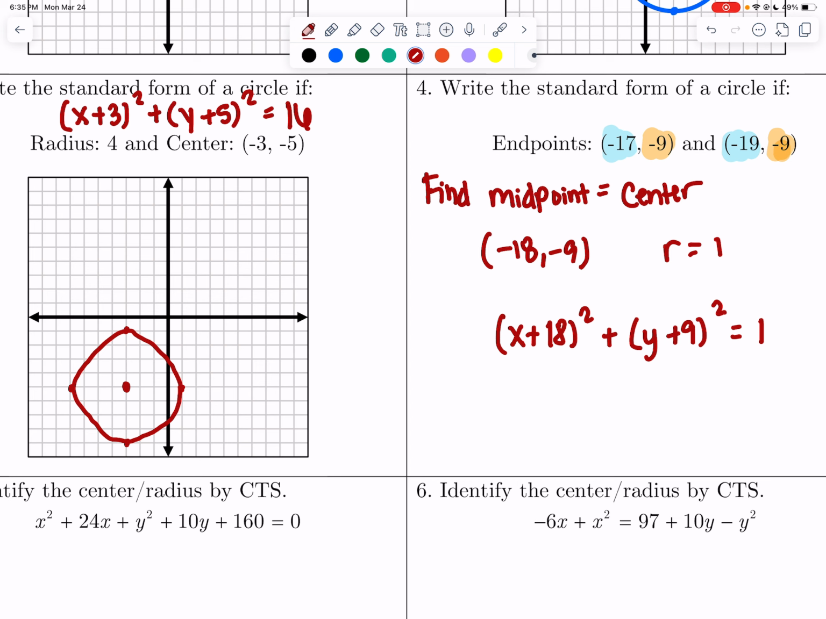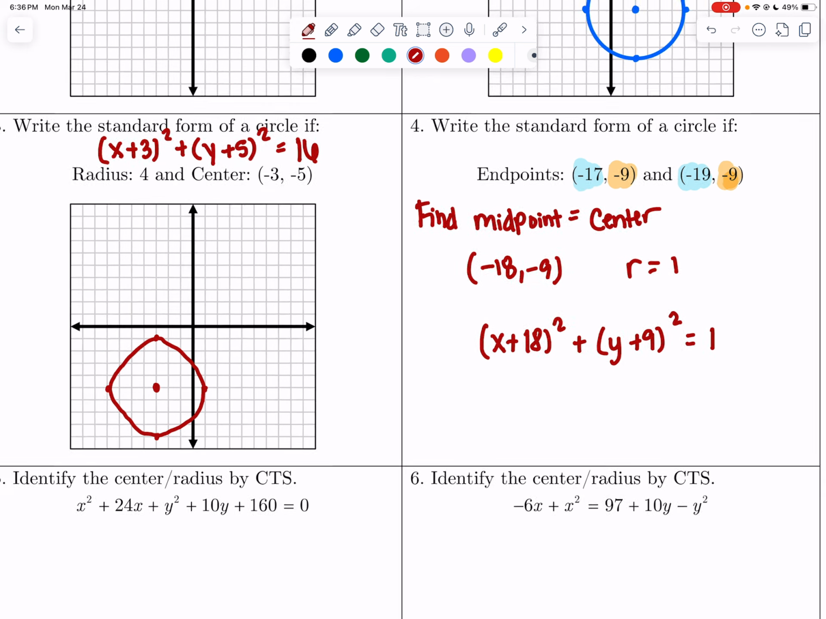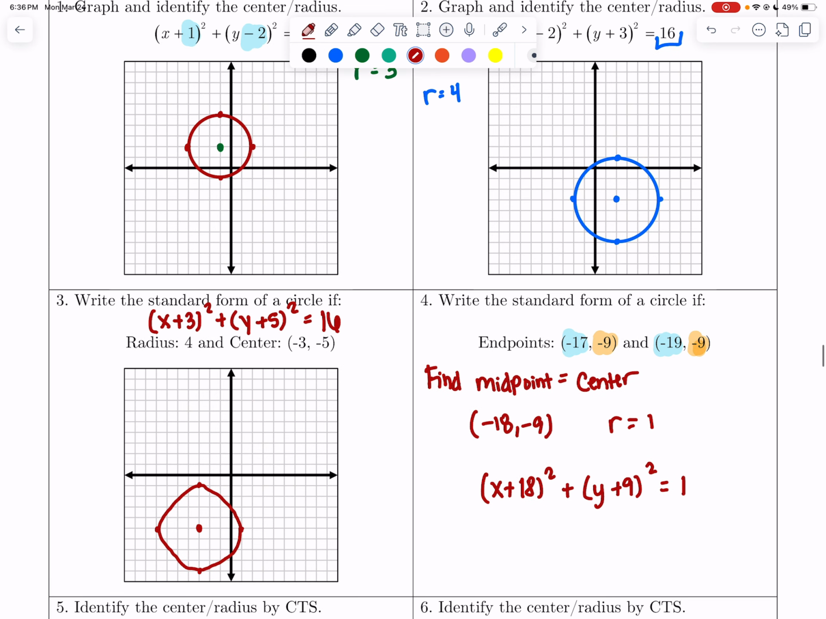All right, so for numbers 1 through 4, they were easy peasy lemon squeezy because we just used the formula, called it a day, and that's that. Now, for number 5 and number 6, we have to think back to what we did in Math 2 in terms of completing the square. Because right now, they gave me the circle in expanded form, but we want it in the standard form right here. So we are going to have to do a couple of things here.